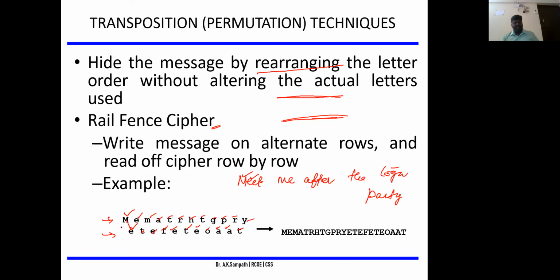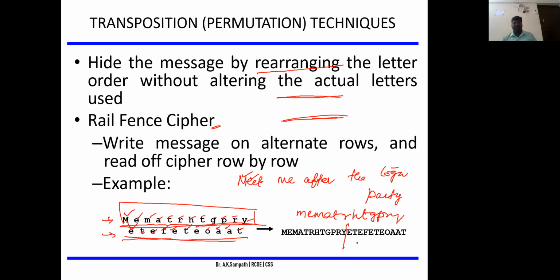Now, what I did is basically divide the entire information into two rows. The odd letters are present in the first row, and the even letters are placed in the second row. When I am sending this message, the first row I'll write first: M, E, M, A, T, R, H, T, G, P, R, Y, till this part. Then I'll add the second row, which is E, T, E, F, E, T, E, O, A, T, right? This entire information will be transferred to the receiver.